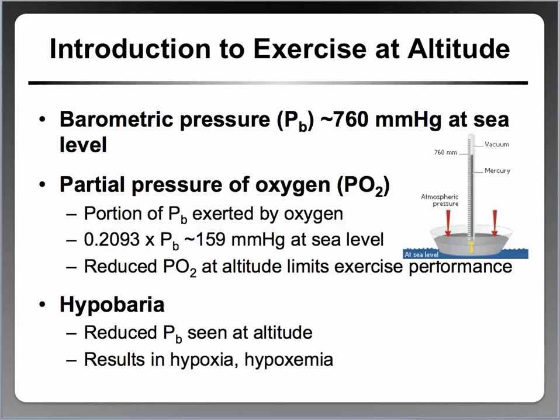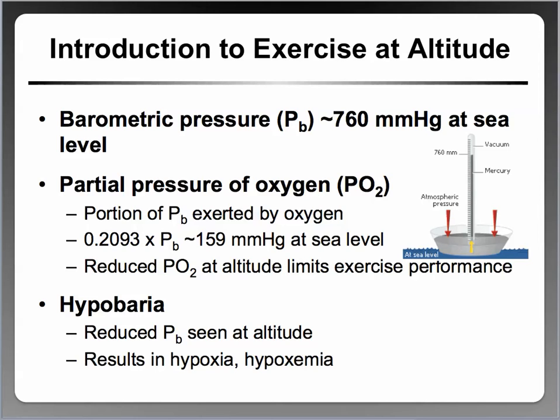Barometric pressure, abbreviated there as P with a sub B, is right around 760 millimeters of mercury at sea level. The way they determine that is you have an inverted graduated cylinder that has a vacuum. You put it in a bowl of mercury, and the weight of the atmosphere pressing down on the mercury causes it to rise through that column. You measure the height in millimeters, and that's how you can tell what the pressure is.